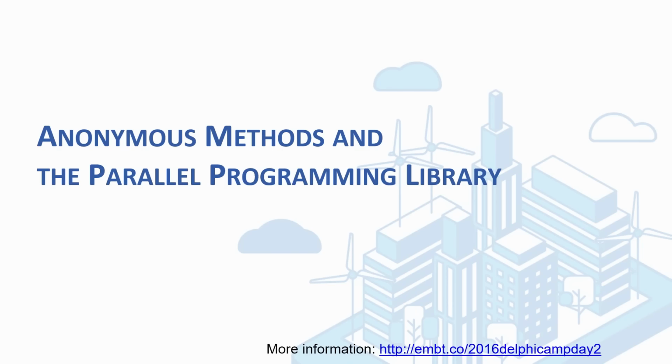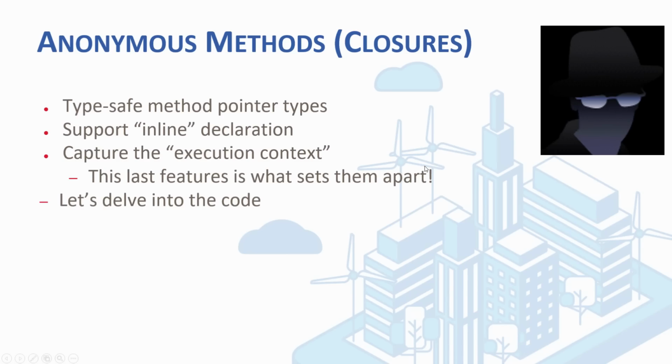The other language extension I'm going to touch on next is anonymous methods, and with that I'll also shortly cover a couple of features of the Parallel Programming Library. So anonymous methods, or closures as they're called in other languages, are some sort of type-safe method pointer types. Meaning you can assign a function pointer or method pointer, and you can keep that reference around and call it later.